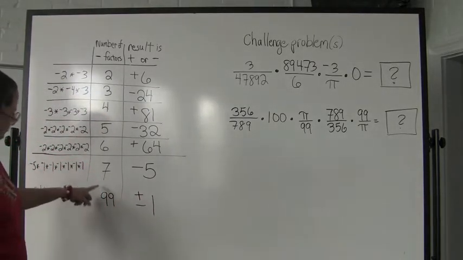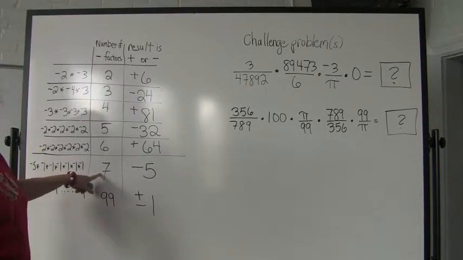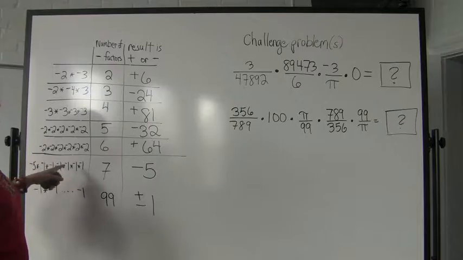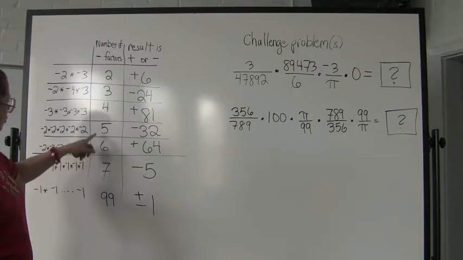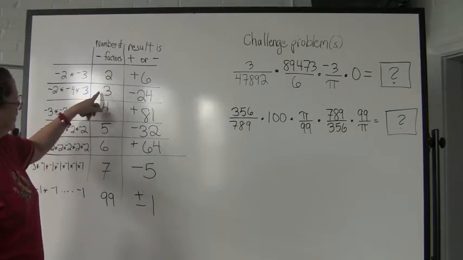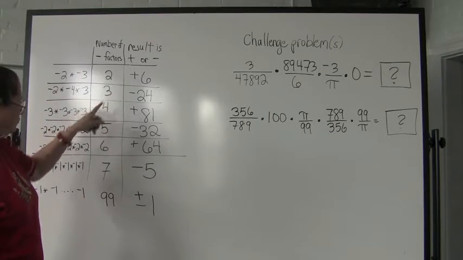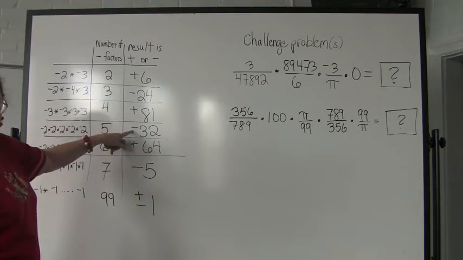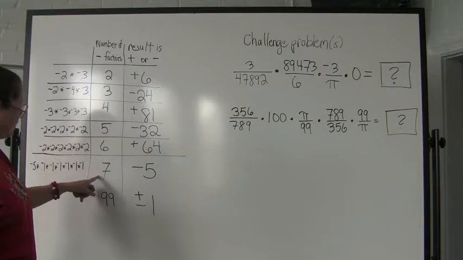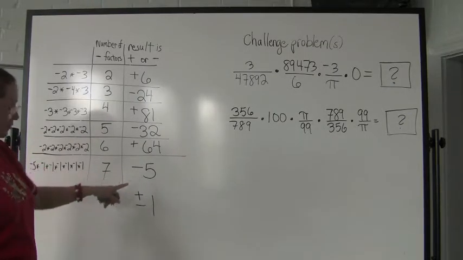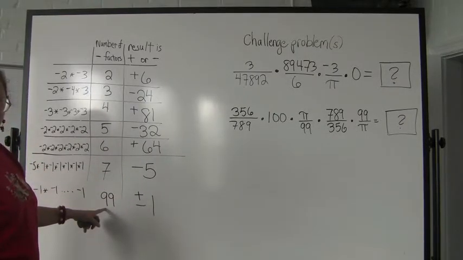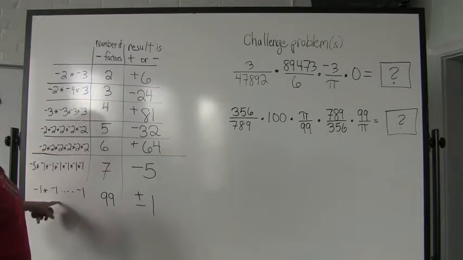Well, let's see. It seems to be when we have an odd number of factors, an odd number of all negatives multiplied together, we get a negative answer. We've got 3 here, we get a negative 24. 5 here, we get a negative 32. 7 here, we get a negative 5. So 99 is an odd number of all negatives being multiplied.